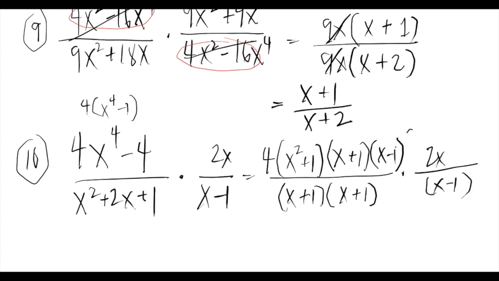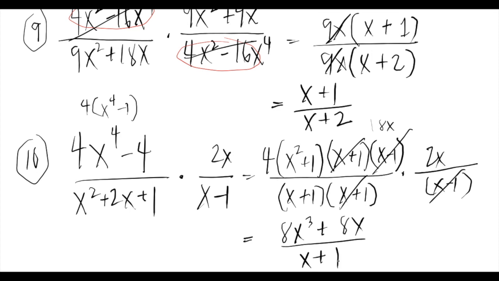So, ano mga pwede natin i-cancel? This one and this one and this one. Ang final answer natin is going to be 4 times 2x, that would be 8x. So, 8x times x squared plus 1, that's 8x cubed plus 8x over x plus 1.